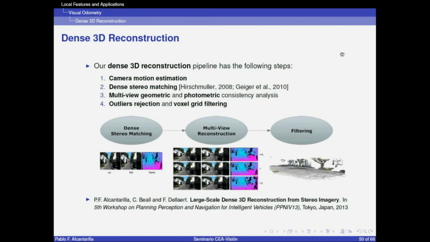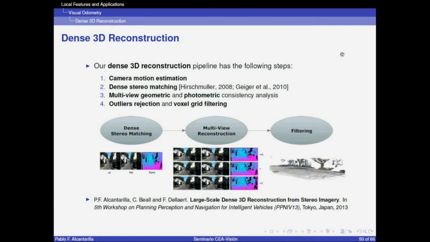Then the second step is to perform dense stereo matching between 2 stereo frames, and there are several dense stereo matching algorithms to get very nice disparity maps. And then once you have the camera motion and the dense disparity maps for a set of stereo frames, you can perform a multi-view geometric and photometric consistency analysis in order to reconstruct points between different views that will be added into the dense 3D reconstruction. And then finally, since we are dealing with millions of 3D points from a set of few stereo frames, we need to perform efficient light rejection and voxel grid filtering.